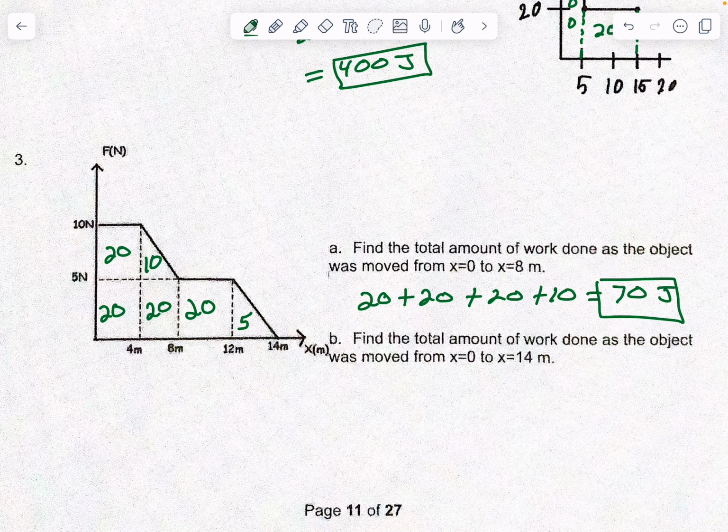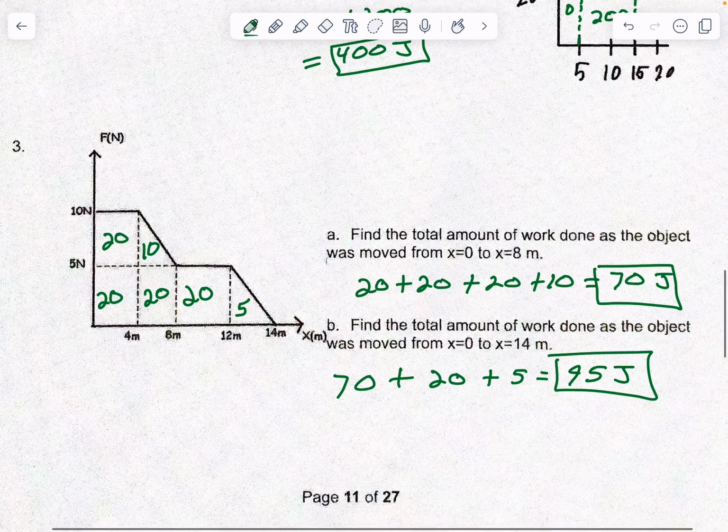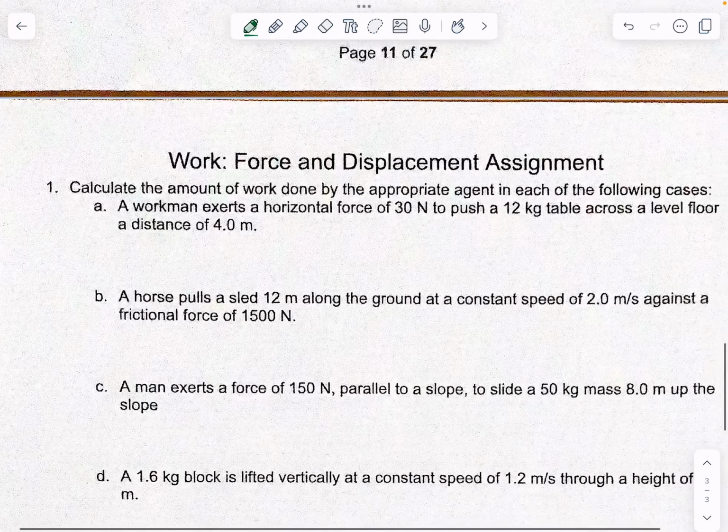For B, now I want to find the whole thing. So I'm going to go ahead and start on that 70 and just add on to it. So 70 plus 20 plus 5, that means 95 joules of total work was done. Okay, so that's basically graphing. That's about as hard as it's going to get. So you'll probably see one problem on that, and that's probably about it. So if you can do that part, that should be an easy point.